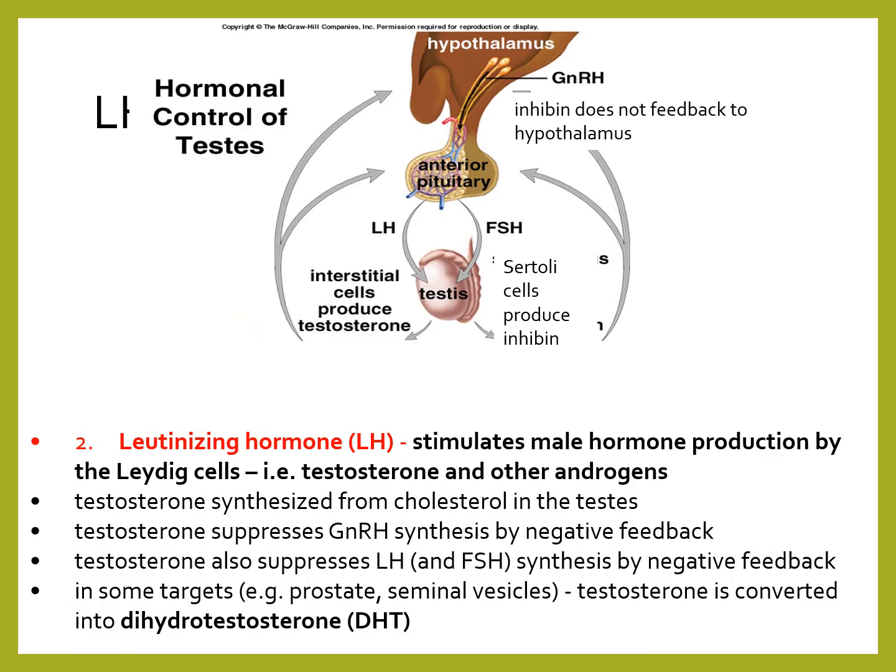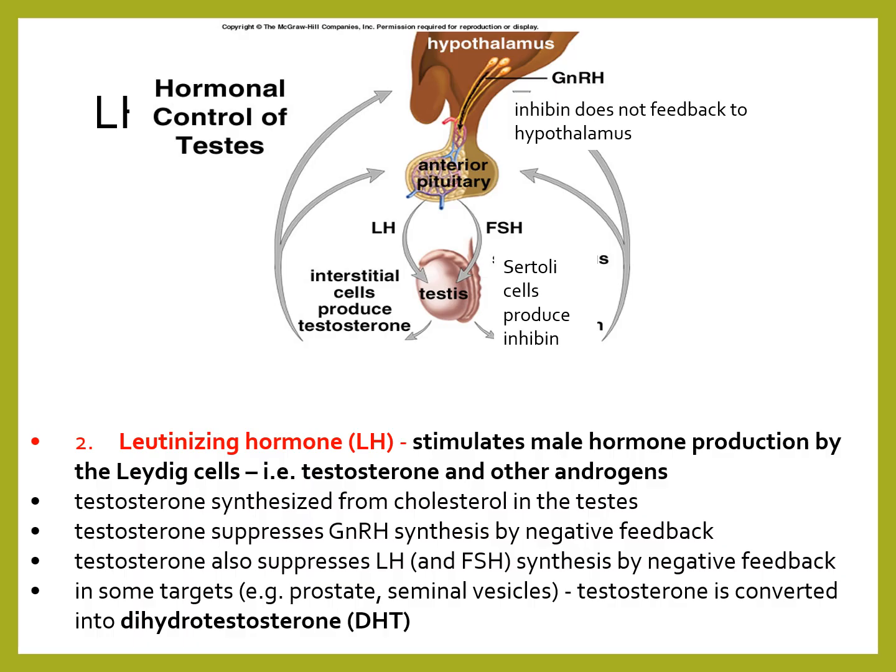Luteinizing hormone is named for its role in the female reproductive system in that it causes the development of the corpus luteum, and the corpus luteum makes estrogen and progesterone. So luteinizing hormone is a hormone that's important for the reproductive system's production of reproductive hormones. So in the male, luteinizing hormone, coming from the anterior pituitary, stimulates the Leydig cells of the testes, telling them to make testosterone and the other androgens like 5-DHT.